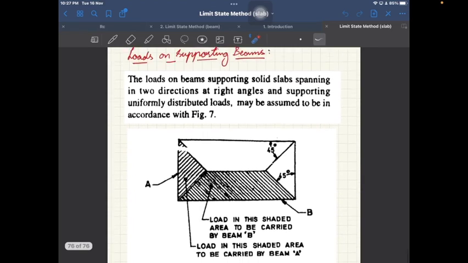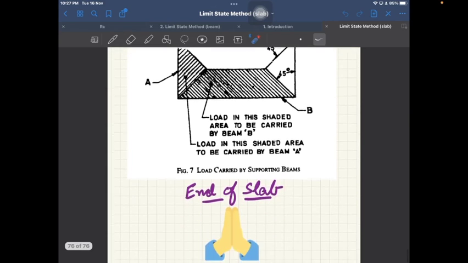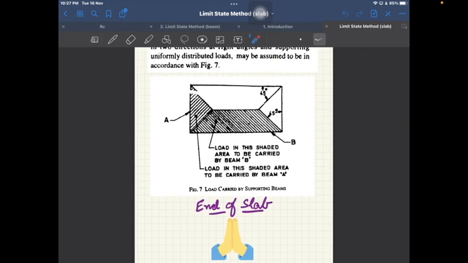This is from the code. I've just put the screenshot from the code. So as you can see, this beam is there, right? The beam on this longer side will be having this trapezoidal load. And this shorter beam will be having this triangular load from the slab.